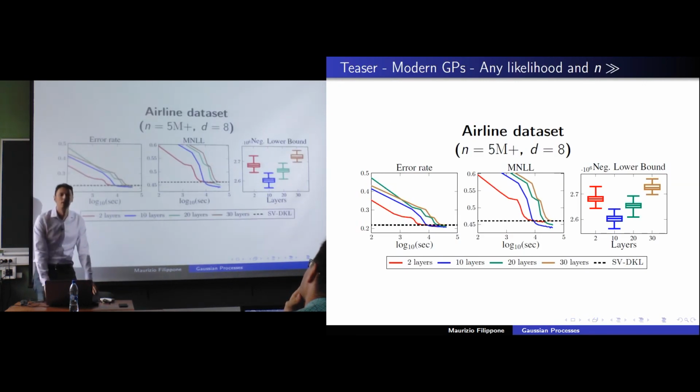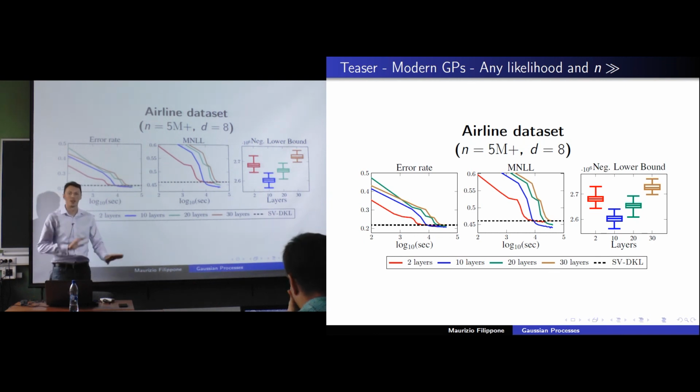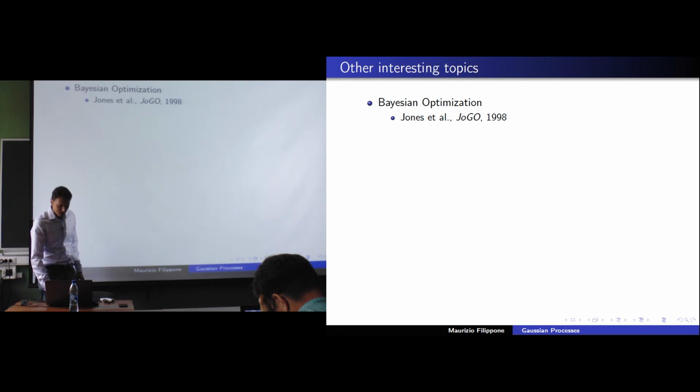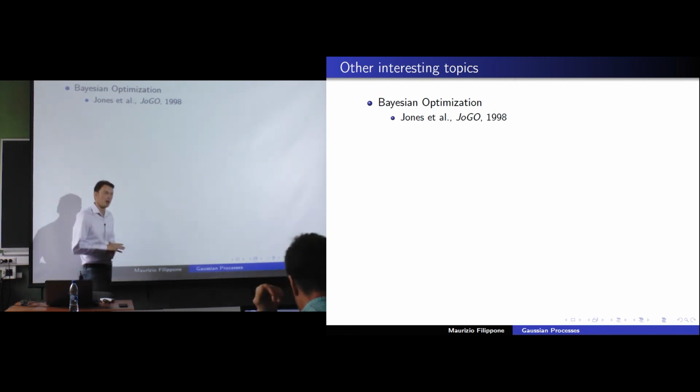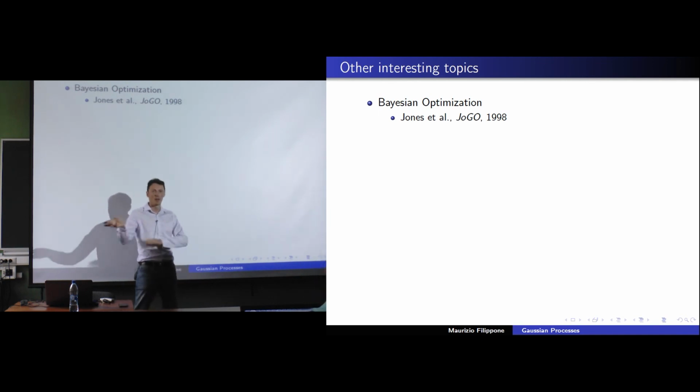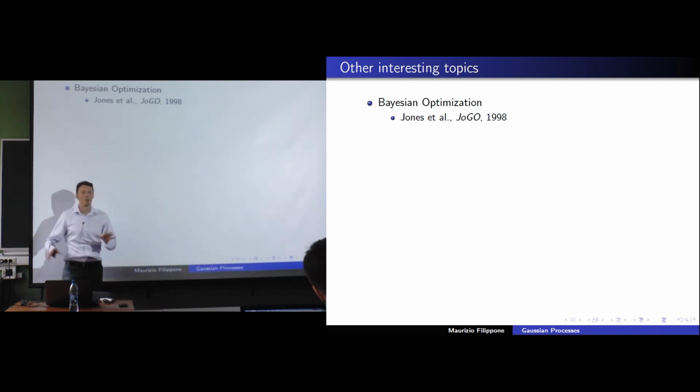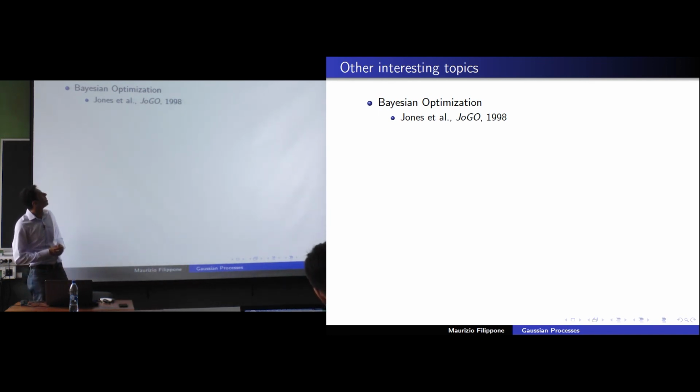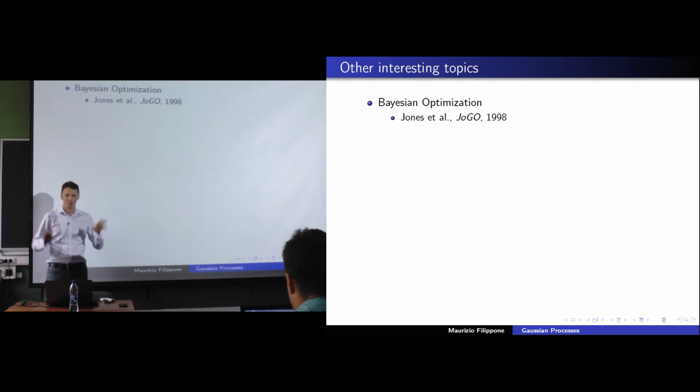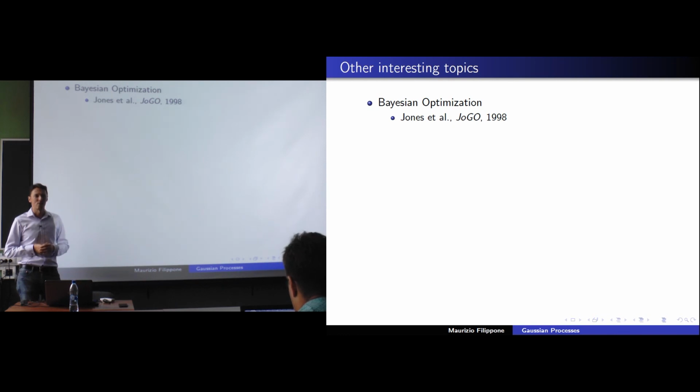Okay. This was, again, a teaser, okay? Just a bit of advertisement. So what are interesting topics now? I would like to conclude my presentation by giving you a bit of direction on where people are looking these days. This 1998 paper by Jones and others is the classic reference for Bayesian optimization.